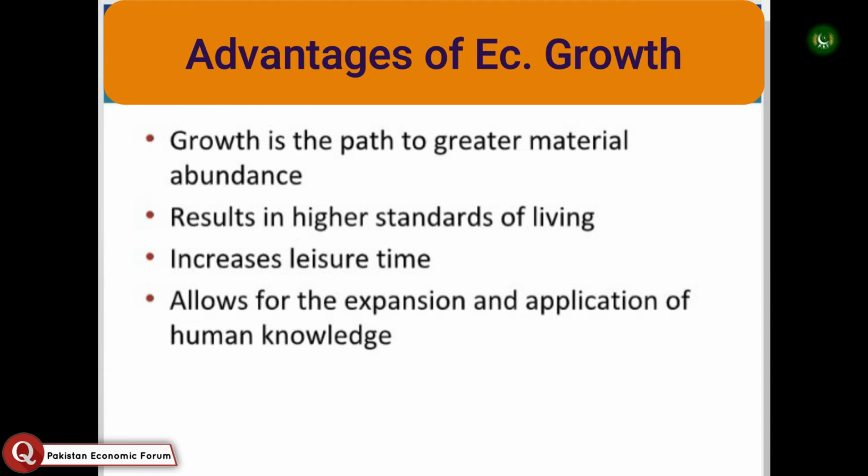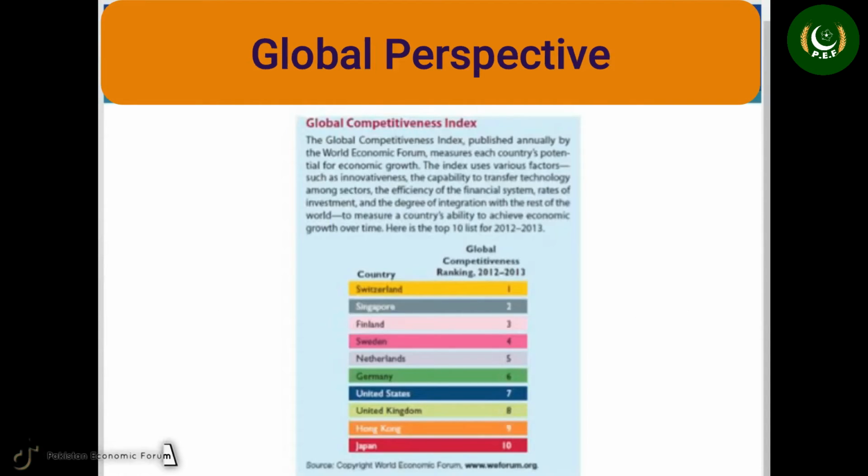Proponents of growth meet all of the arguments of critics with the upside of the situation. They point to the higher education levels, increased recreation, better access to medical care, and other benefits of modern society. They feel that the concerns about the environment can be dealt with as technology advances. The automobile industry illustrates that very issue with the movement towards vehicles that use alternative fuels rather than the limited fossil fuels. The Global Perspective lists the top 10 countries based on the Global Competitiveness Index. The index uses factors like innovativeness, the capability to transfer technology among sectors, efficiency of the financial system, rates of investment, and the degree of integration with the rest of the world.